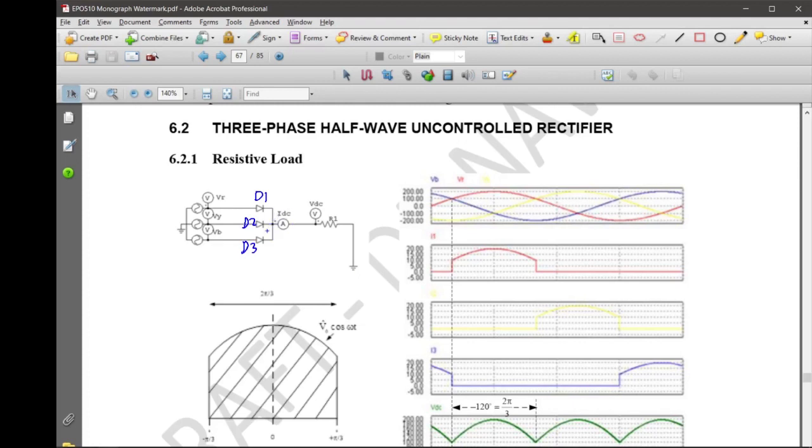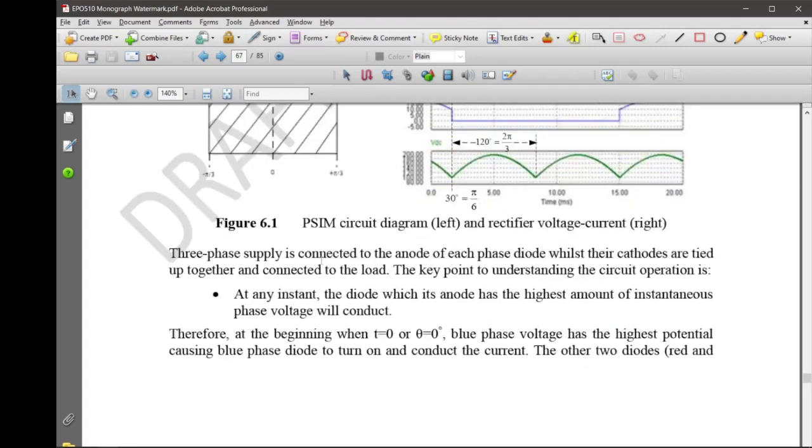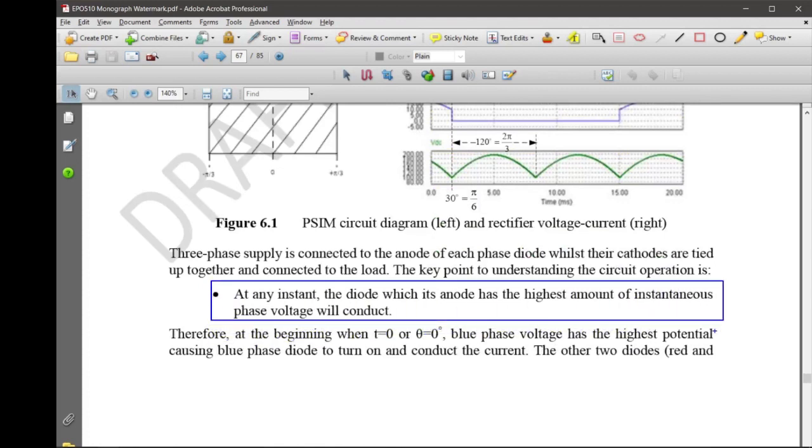How to determine which diode is on at any time? There must be, we call it, a reference. So to determine which diode is on at any time, you can identify it by applying this condition. At any instant, at any point, the diode whose anode has the highest amount of instantaneous phase voltage will conduct.